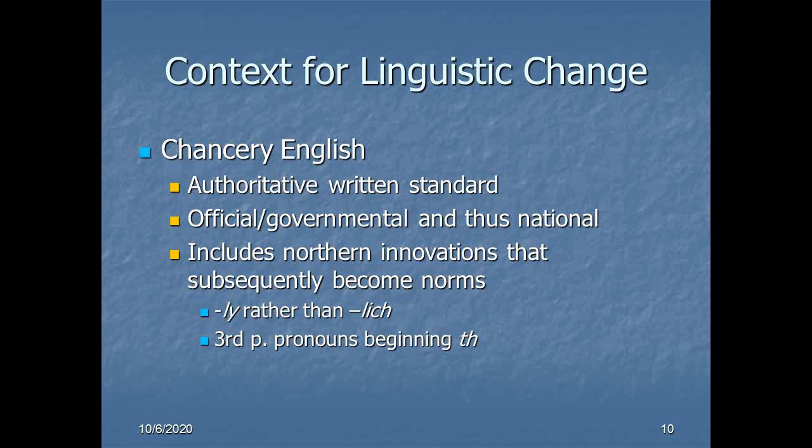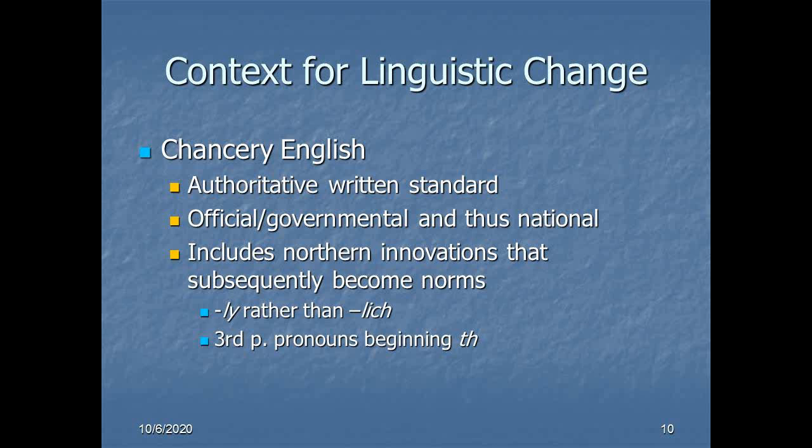Now, in Chancery English, a number of northern innovations made their way into the writing, possibly because a number of the people doing the writing came from northern regions. That's the most likely reason. One is the ly suffix, which is a northern innovation, replacing the lich suffix, which was a southern conservative holdover. So rather than saying lovlich, we would now say lovely.